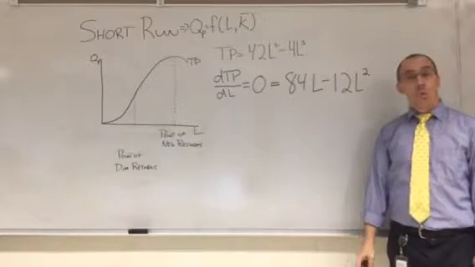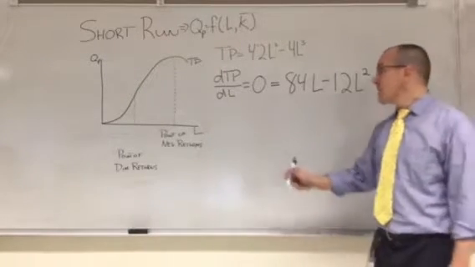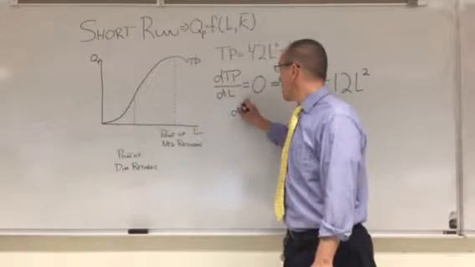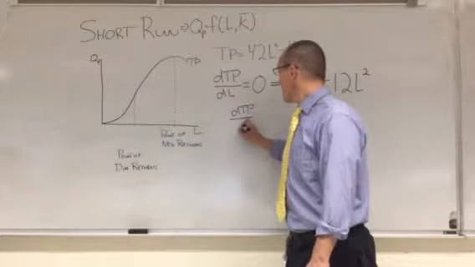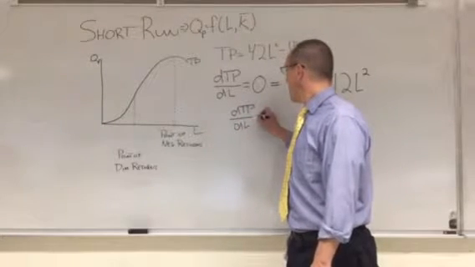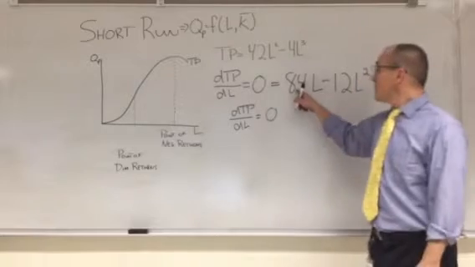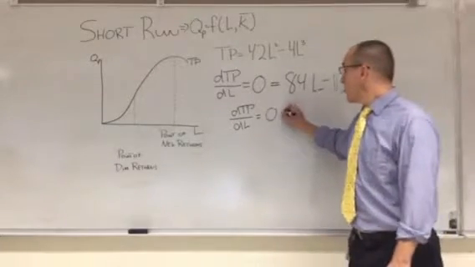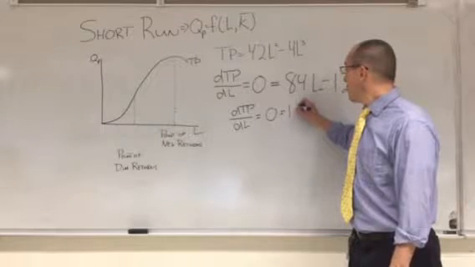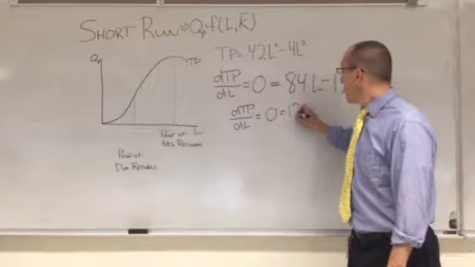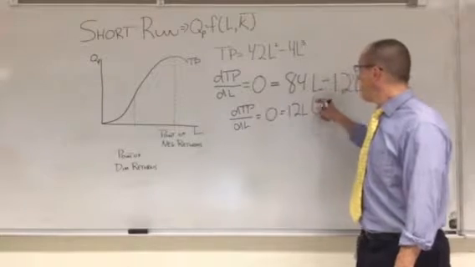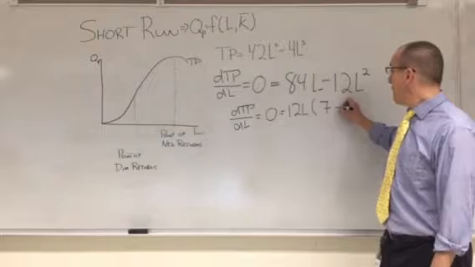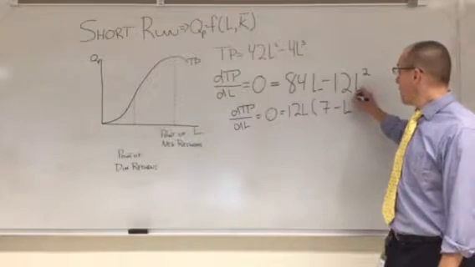Now, what I can do from here is I can simply solve as it is. Change in total product, change in L equals 0. I can factor a 12L out of both of these. So that will give me 12L times 7 minus L.